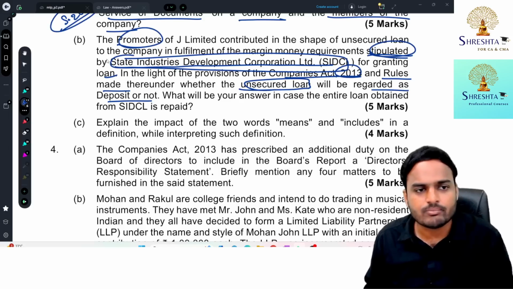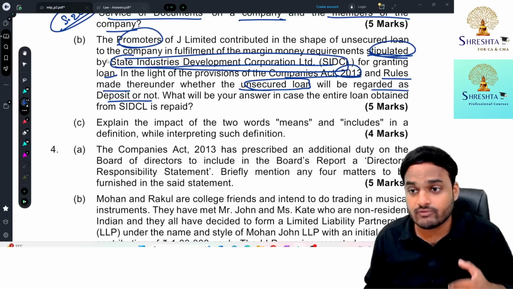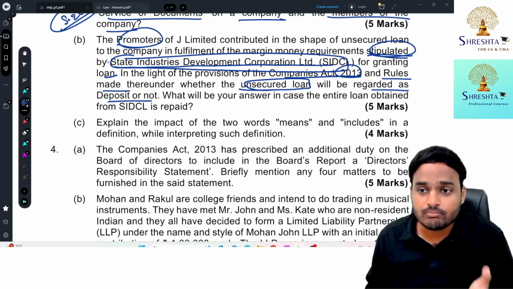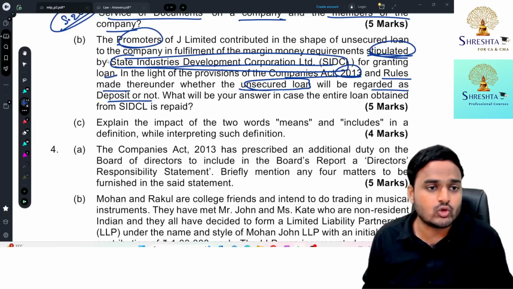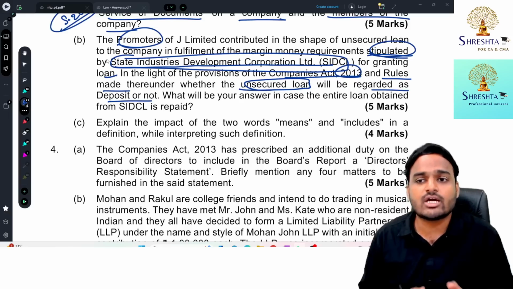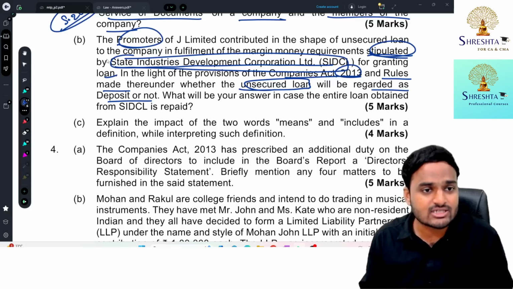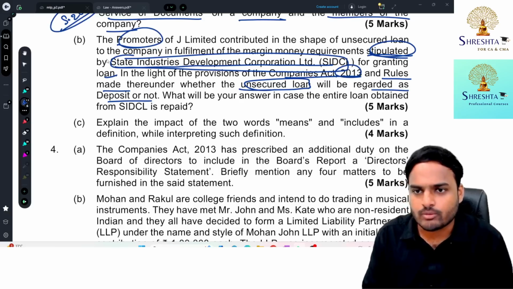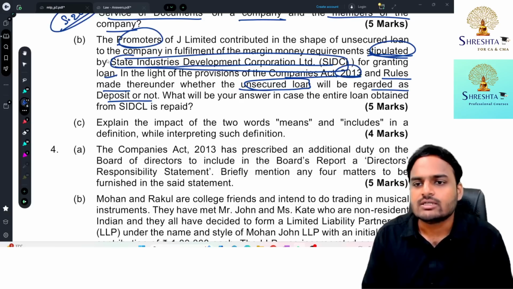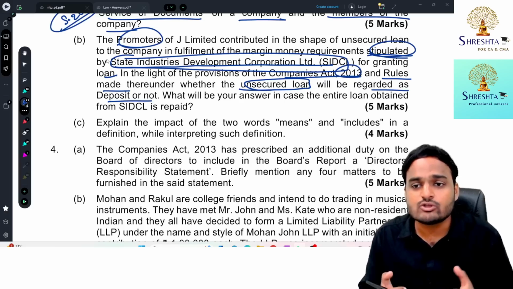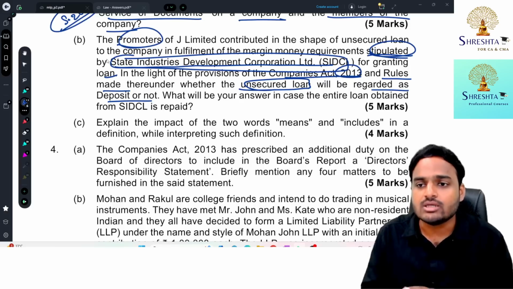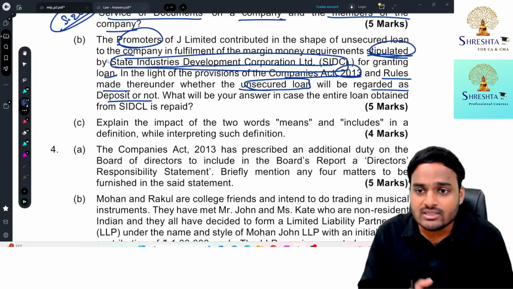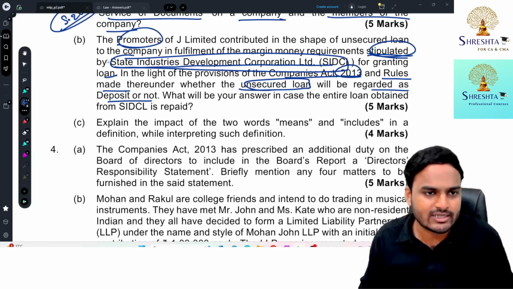State Industries Development Corporation Limited imposed a condition: we will give you loan, but before that, promoters should give unsecured loan. So now, promoters are giving unsecured loan based on the condition, based on the stipulation by a lender, that corporation limited. In that case, the loan amount, the advance amount received by the company from promoters is not to be treated as deposit. Until when, sir? Until the repayment of loan to the lender.